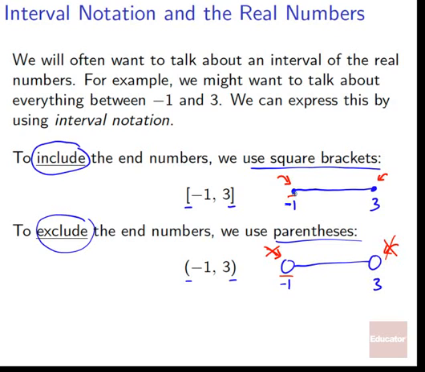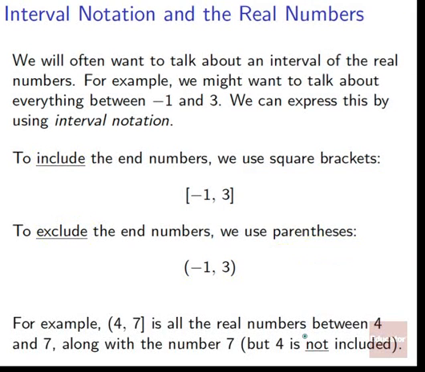We use filled in dots to show inclusion. So exclusion is a parenthesis, a curved empty circle, and inclusion is a filled in dot or a nice square solid bracket. But in either case, -1 to 3 with square brackets, or -1 to 3 with parentheses, we are always going to include everything between those. It's just a question of whether or not we're going to include the ends of the interval.